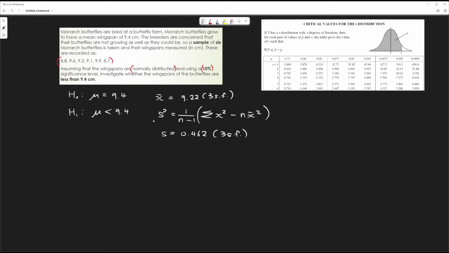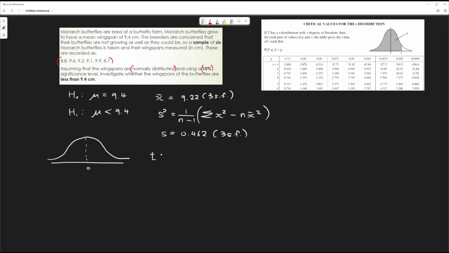All right, so once you've done that, you can work out the test statistic. So what exactly is this test statistic? Well, imagine if you were to draw out the t-distribution curve. The middle part is going to be 0. Anything to the left of that is going to be negative, anything to the right is going to be positive. And we're investigating whether it's less than 9.4. So the mean is actually going to be somewhere in the middle. This is after you have standardized it, and that's what we're going to do with the test statistic in a bit.